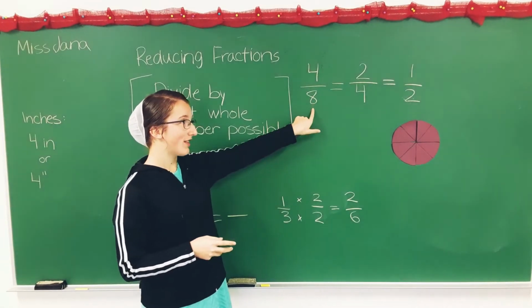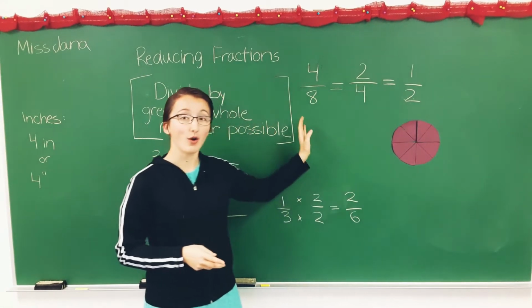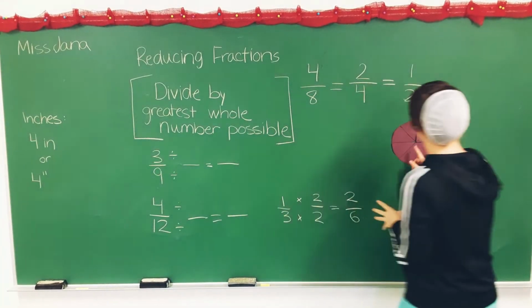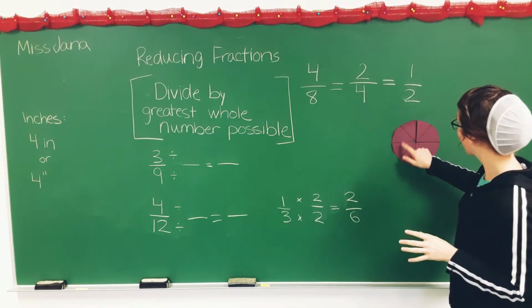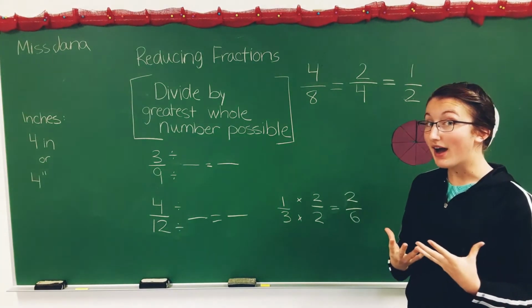So 4/8, 2/4, and 1/2 are all equal to 1/2, and I'll explain why. So here we have a pie that has 8 pieces. There's 1, 2, 3, 4, 5, 6, 7, 8. There's 8 slices in this pie.